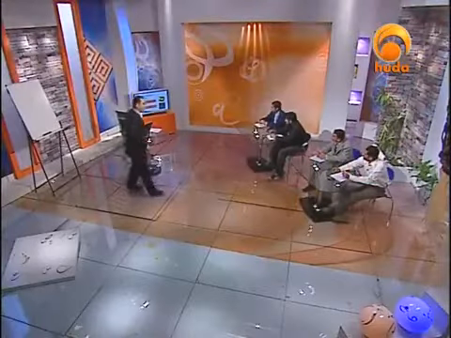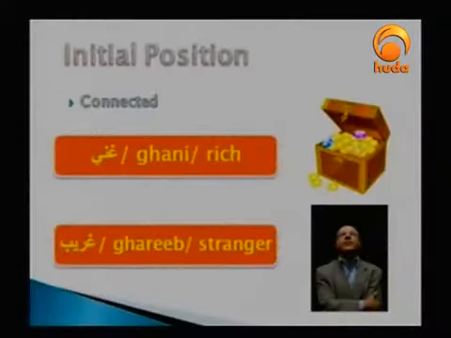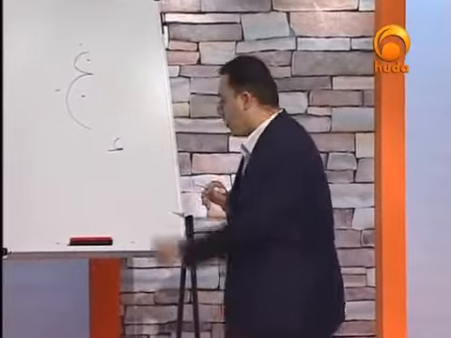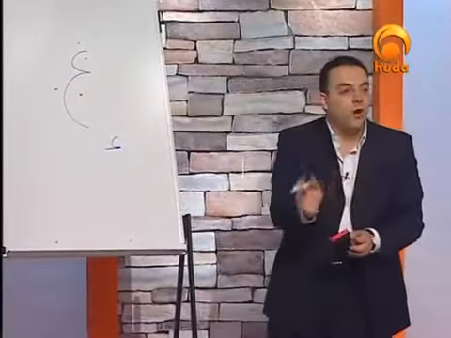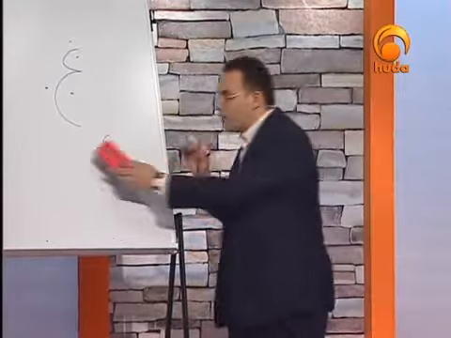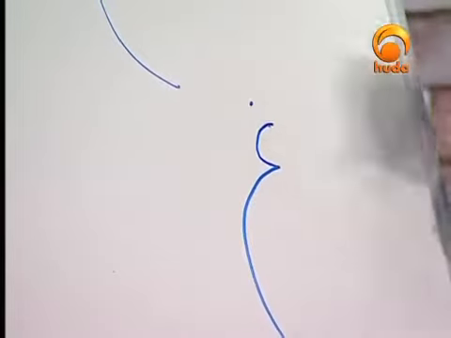Now let me move on to the initial position. It's always connected. It's the same as Ain. So we have, for example, Gharib, strange. Or we have Ghani, which means rich. Can you see that? I will combine Gha with the following letter. It's the same rule even when we write Ghain. It's the same rules that we discussed before in Ain. We don't have a tail, so we remove the tail. So here is Ghain. Can you see that?